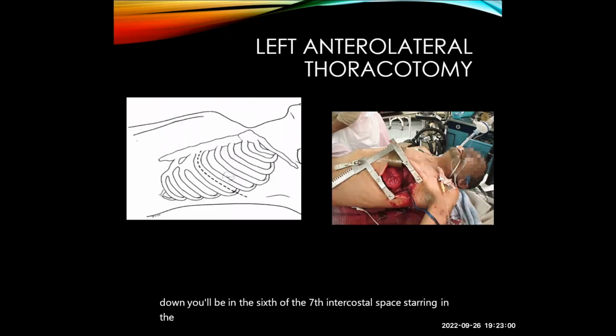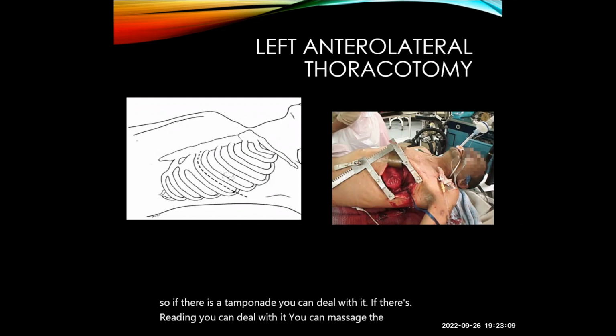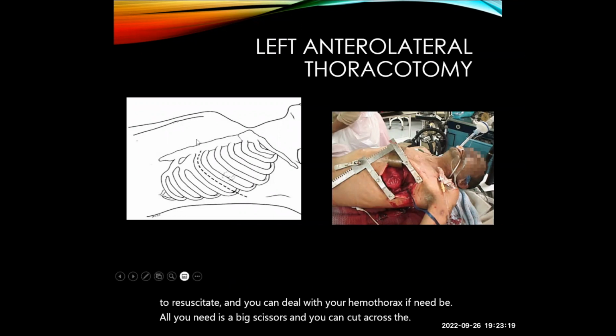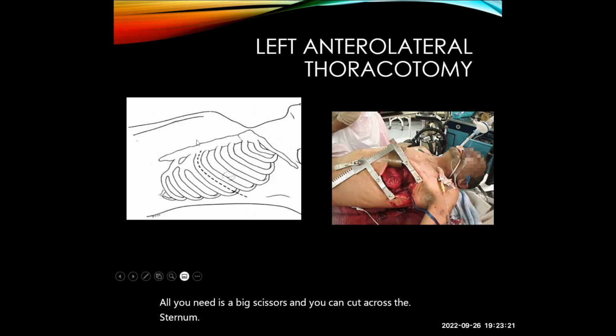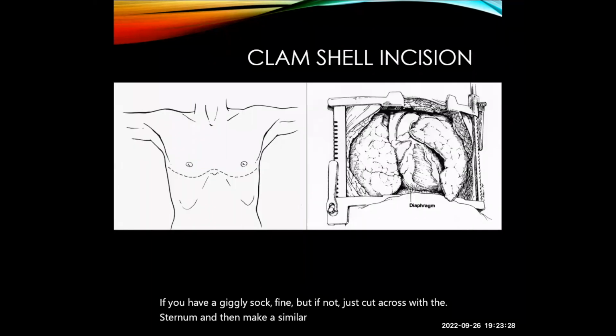So this gives you ready access to the pericardium. So if there is tamponade, you can deal with it. If there's bleeding, you can deal with it. You can massage the heart if you need to resuscitate, and you can deal with your hemothorax. If need be, all you need is a big scissors, and you can cut across the sternum. If you have a Gigli saw, fine, but if not, just cut across the sternum and then make a similar incision on the other side, and you end up with what we call the clamshell incision.